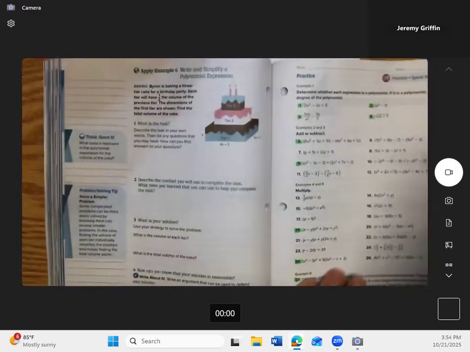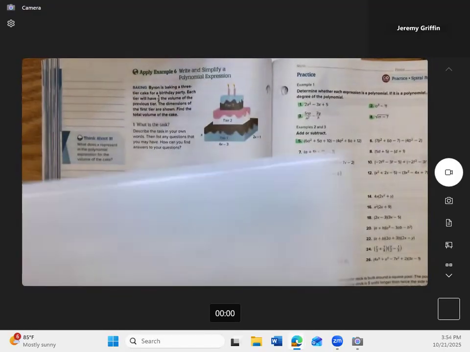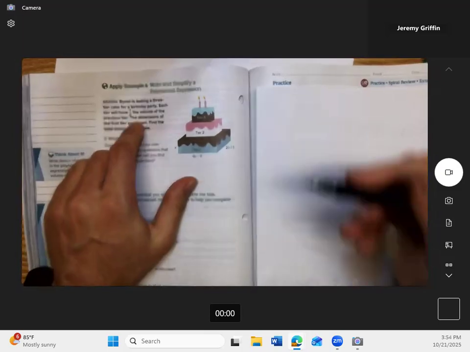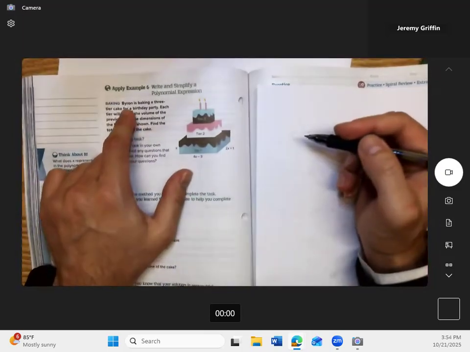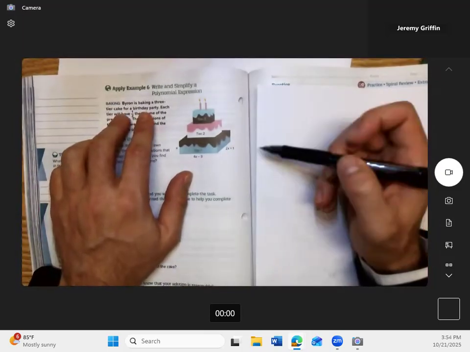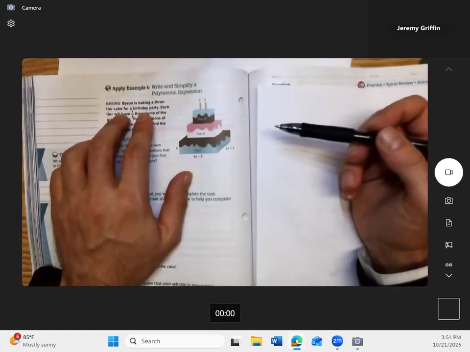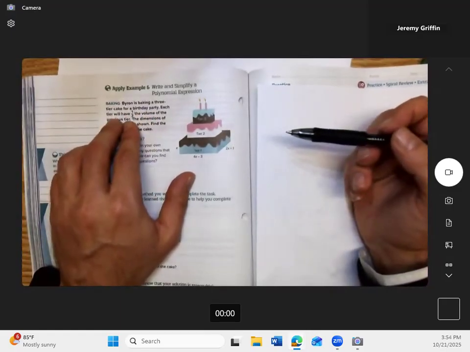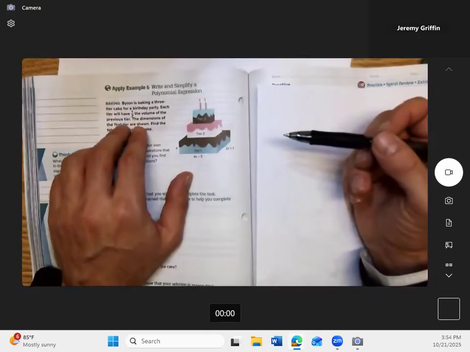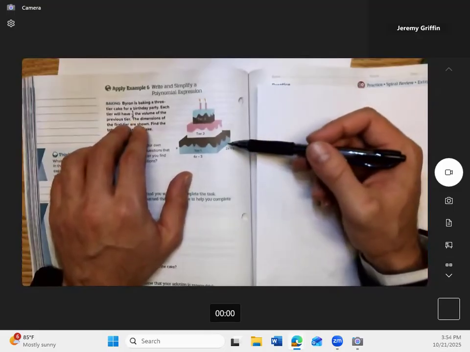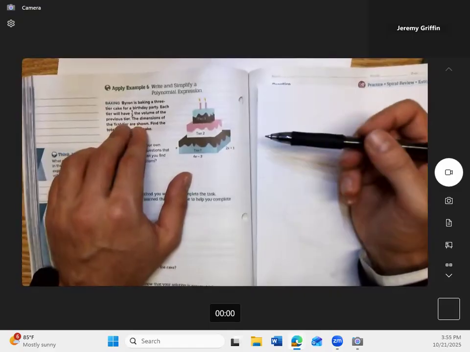All right, and then last example, it's a word puzzle. Byron is baking a 3-tier cake, 1, 2, 3, for a birthday party. Each tier will have half the volume of the previous tier. This kind of looks like that. It looks like the tiers are getting smaller in volume as they go up.